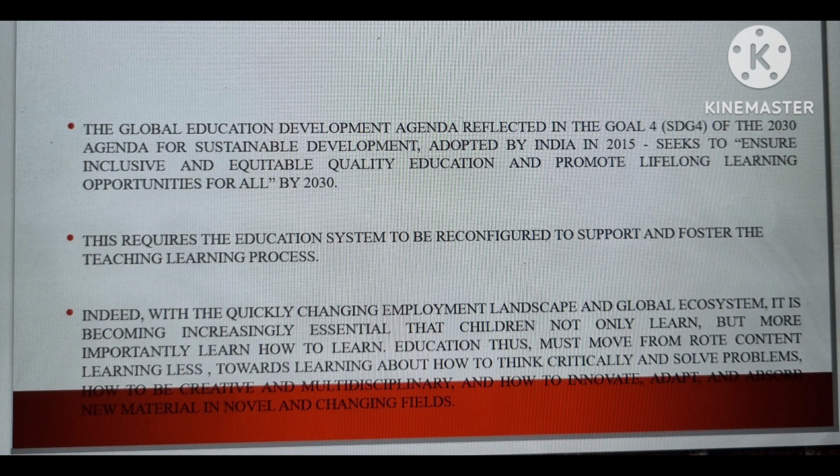And we all know that there are 17 sustainable development goals, friends. Amongst the 17 goals, the fourth goal includes inclusive and equitable quality education. So for that we need to bring some changes in our education system, which NEP 2020 is going to do. This NEP 2020 is going to make learning about how to learn, how to think critically and solve problems rather than rote memorization.